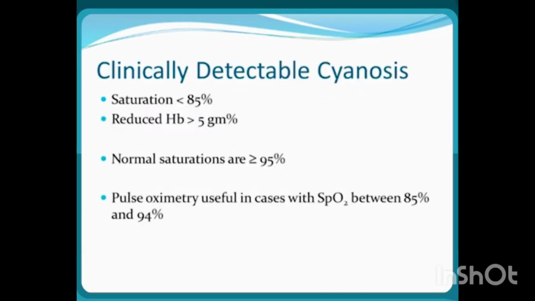When do you detect cyanosis? Clinically detectable cyanosis is when saturation is less than 85%, and only then can you clinically detect that the patient is cyanotic. Otherwise, you do not perceive the patient as having cyanosis. So the gray zone is 85 to 95% saturation. Less than 85, you can perceive it. Between 85 and 95%, you cannot visually perceive it, so you have to measure pulse oximetry, and more than 95 is an acyanotic patient. For cyanosis to occur, you need reduced hemoglobin of more than 5 gram per deciliter.